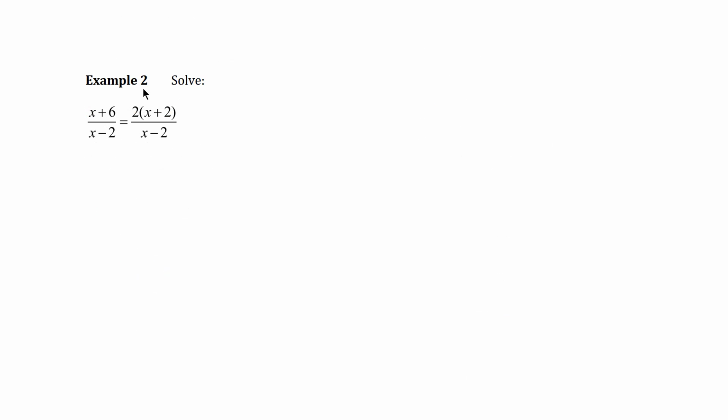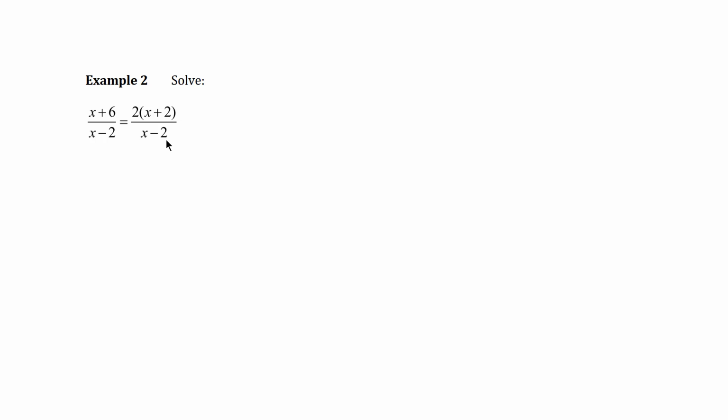Next, we have example number 2, solve. We have the rational equation (x plus 6) over (x minus 2) equals 2 times the parentheses (x plus 2) over (x minus 2). First, we need to find the domain.